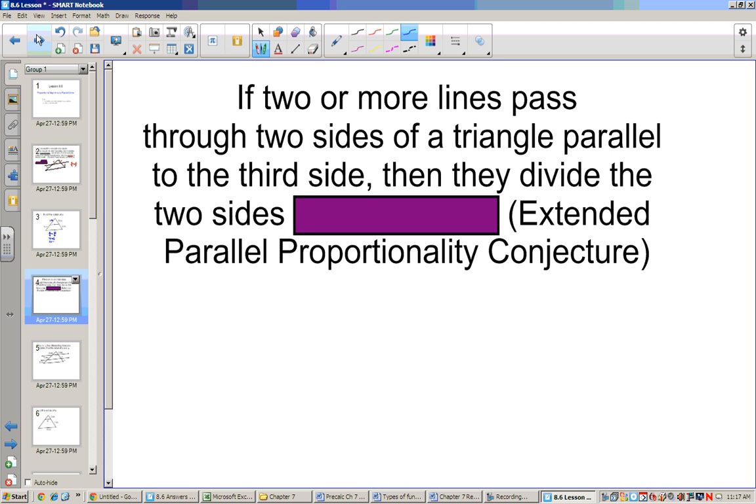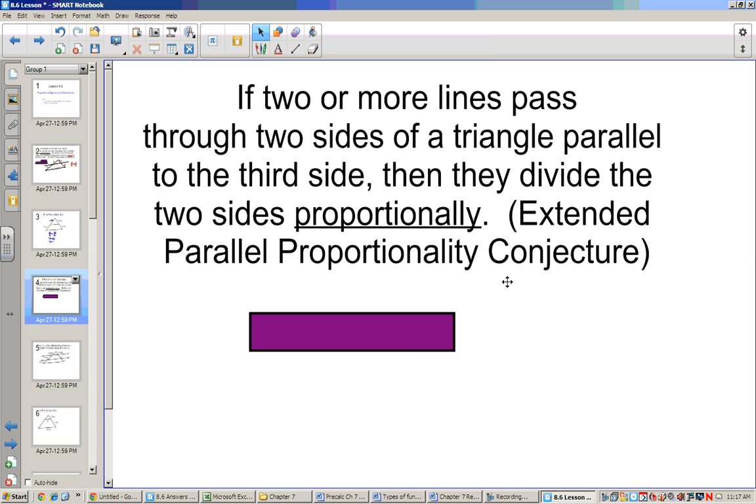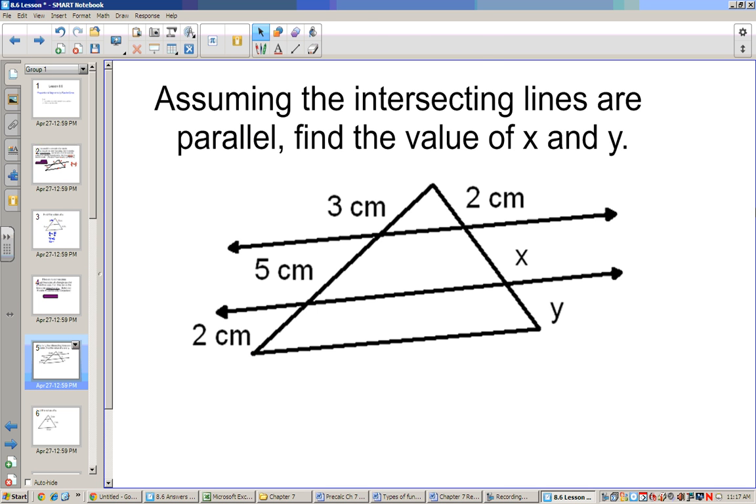Now, if two or more lines pass through two sides of a triangle parallel to the third side, then they divide the two sides proportionally again. So what this means is it's the extended parallel proportionality conjecture. Just saying if you have more than one line cutting through, all of those little sections are going to be divided proportionally.